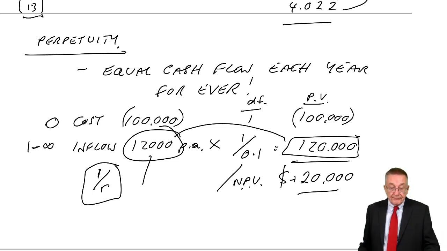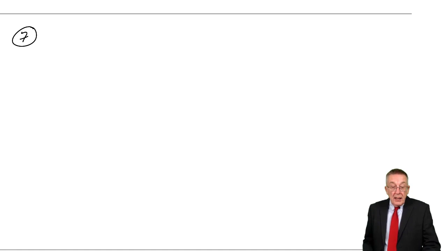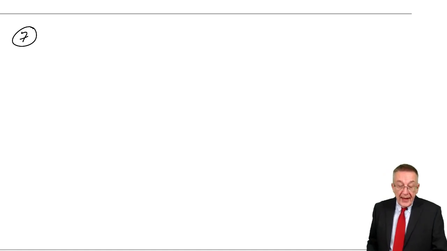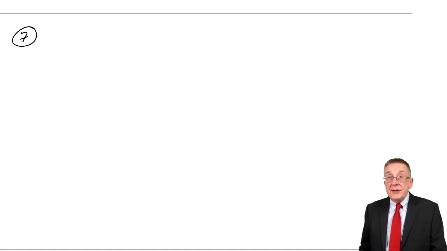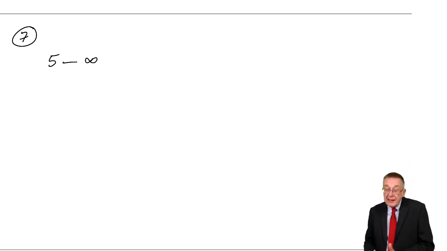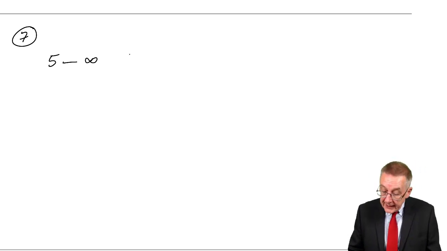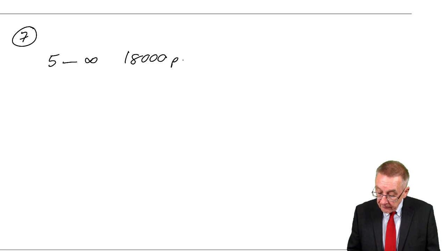Look at number 7. The rate of interest is 5%. This one wants the present value of 18,000 first receivable in 5 years' time, and thereafter annually in perpetuity. So it's 5 to infinity. It's 18,000 a year. We want the present value at 5%.